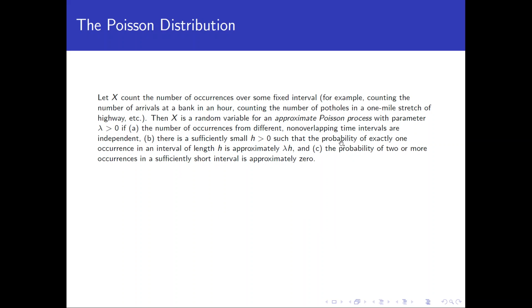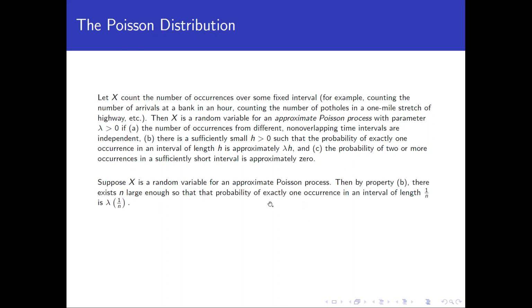The probability of two or more occurrences in a sufficiently short time interval is approximately 0. So you can chop up your interval into small enough pieces so that there's only 0 or 1 occurrences in any given one of those small intervals. Okay. So what we're assuming is that two people don't go into the bank at the exact same time. All right. So let's suppose we have an approximate Poisson process.